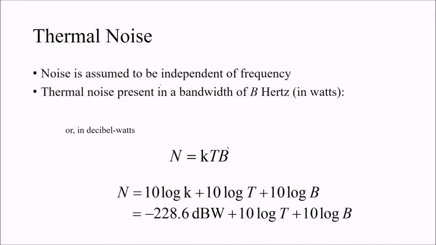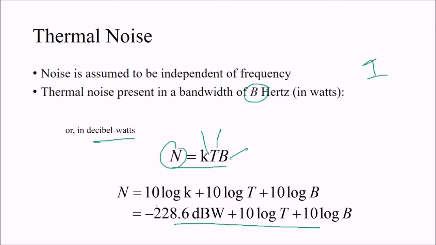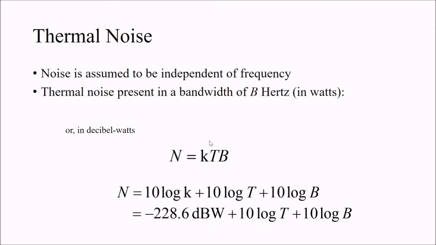So thermal noise, which is given by N = kTB, is assumed to be independent of frequency. The thermal noise present in, say, a bandwidth of B hertz. We have taken 1 hertz in the previous case. Now if it is B hertz, it can be easily converted into decibel-watts by just taking the log, and the expression will be like this. Again, k is the Boltzmann constant, T is temperature in Kelvin, B is the bandwidth in hertz. So you get this in decibel-watts here.